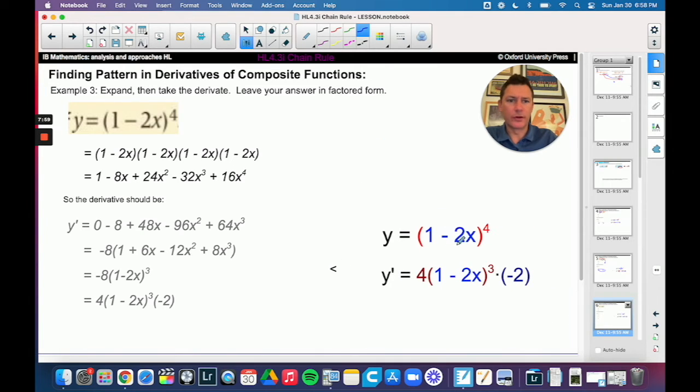Here's the original. We'd multiply this 4 in front. We'd drop this 3 down. You'd leave the inside intact, and then you'd multiply by the derivative of the inside, -2. Voila. And lo and behold, it works.